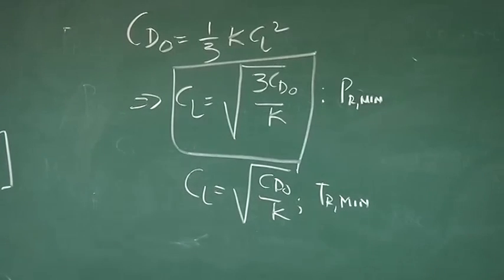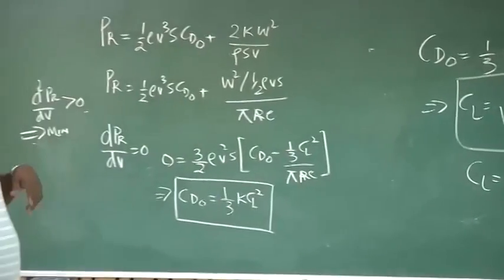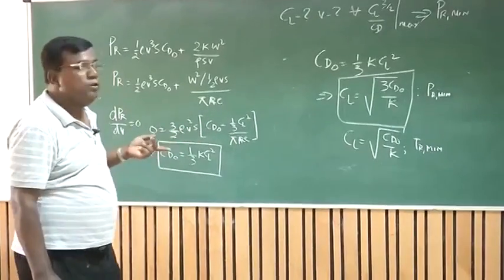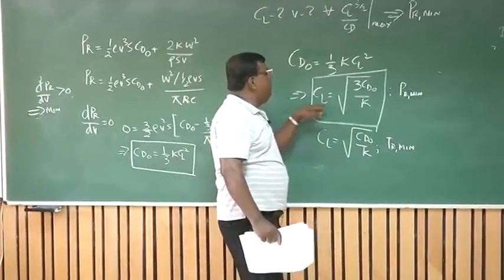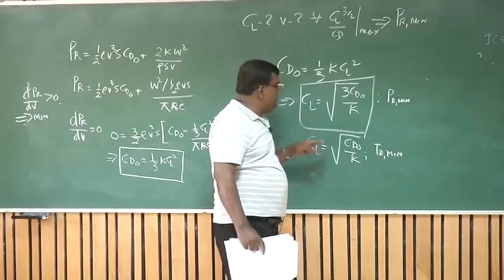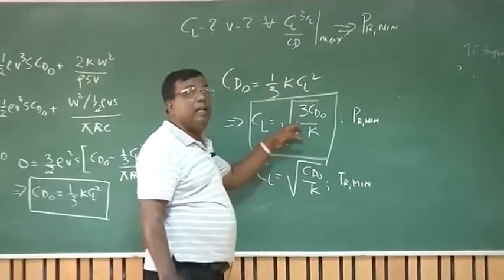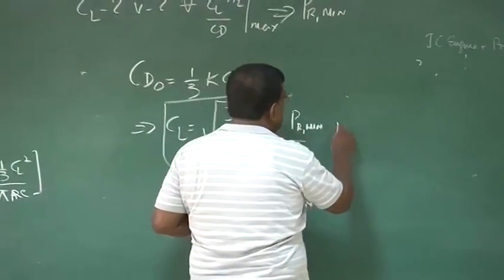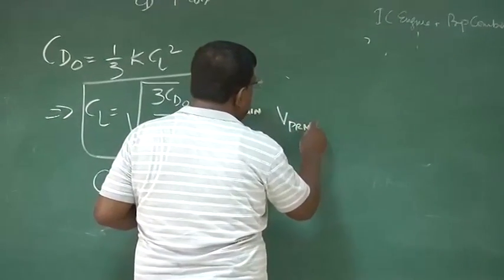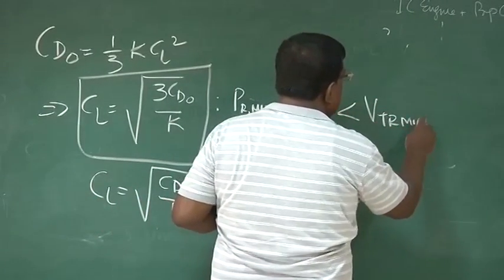Now for cruise flight, if I am having the same altitude, then in which case do I need more velocity? That will be decided by, see, if I am flying at a power required minimum, my CL will be higher than CL for thrust required minimum. Since CL is higher, the velocity will be less in this case. V for power required minimum will be less than V for thrust required minimum.